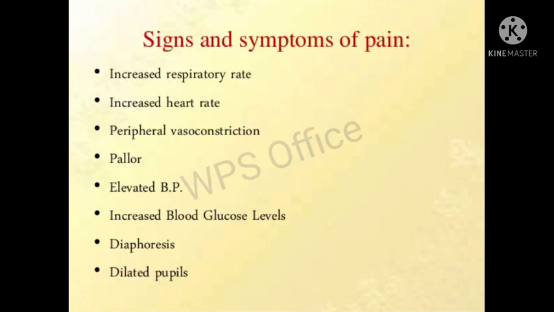Okay, so the signs and symptoms of pain are: the person will have increased respiratory rate, increased heart rate, then peripheral vasoconstriction, that means in the periphery, like hands and feet, the blood vessels will constrict, then pallor, elevated blood pressure, increased blood glucose level, diaphoresis, and dilated pupils. So these are some of the signs and symptoms of pain.